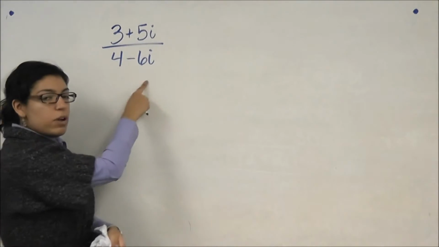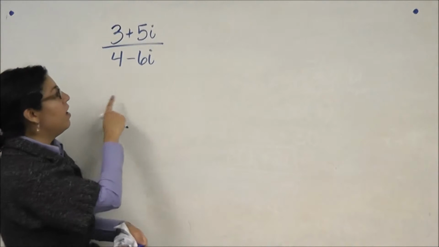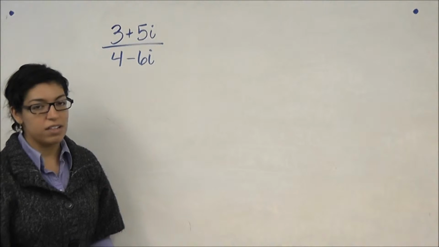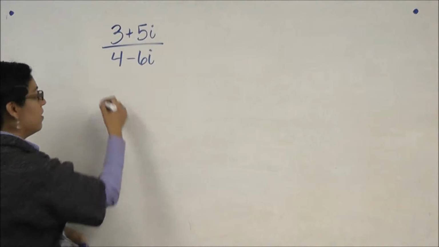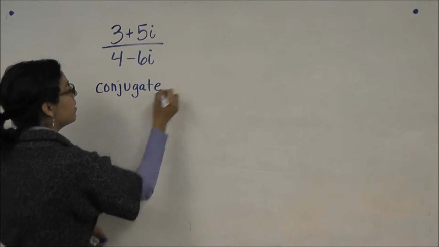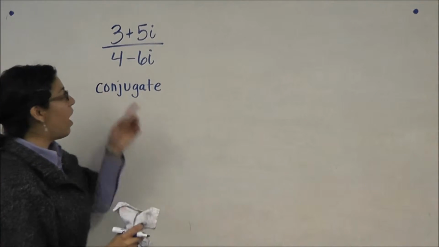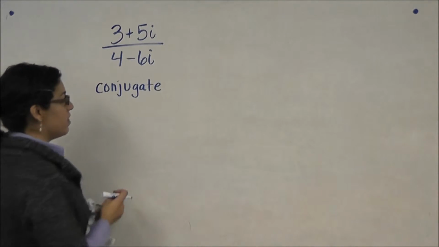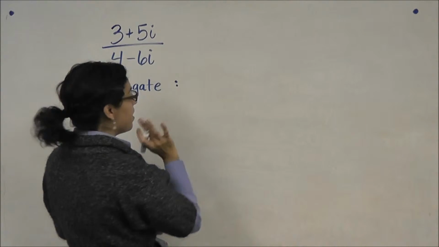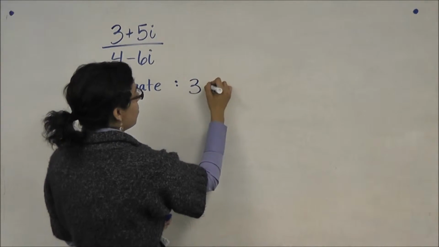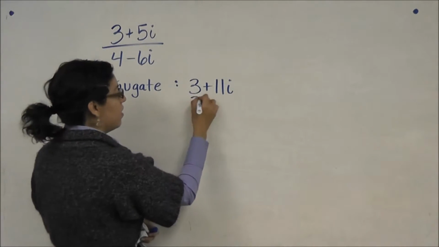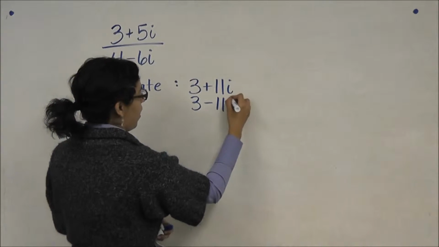We want to turn this into a rational number. Rational is good. So how do I get rid of a complex number? I use something called the complex conjugate. The complex conjugate of any complex number is calculated this way. If I have the complex number 3 plus 11i, its complex conjugate is 3 minus 11i.